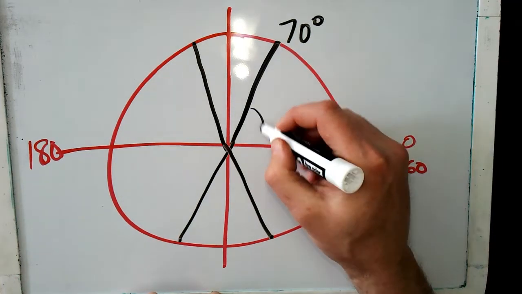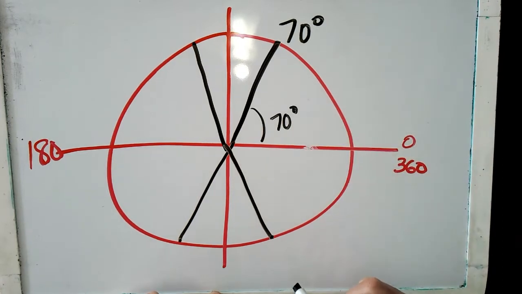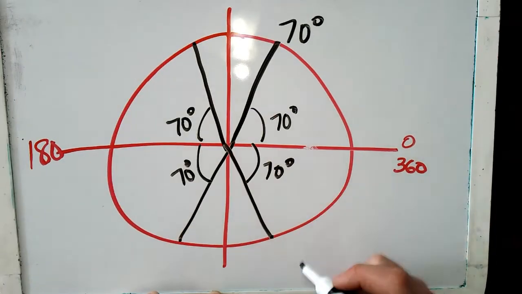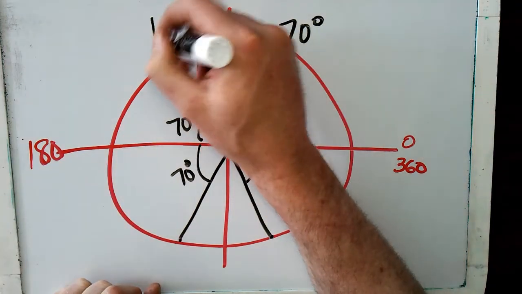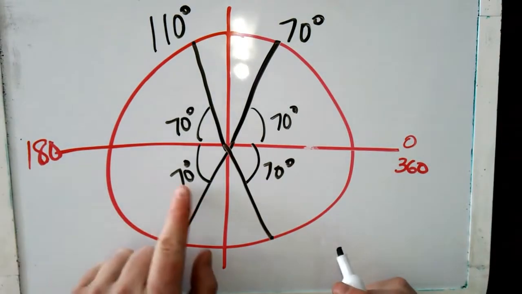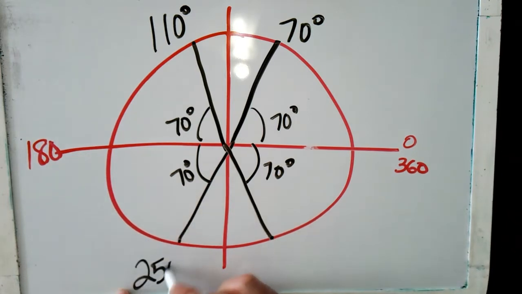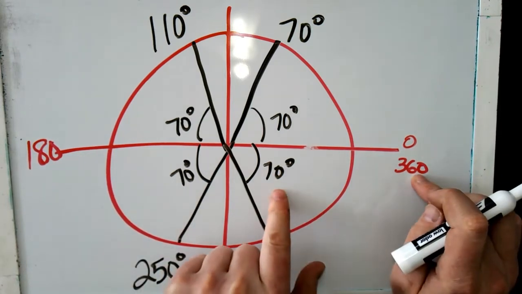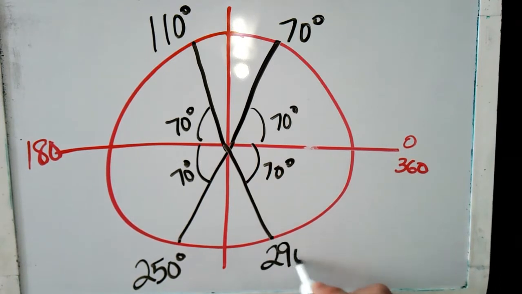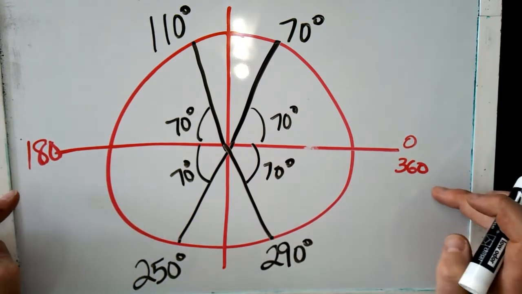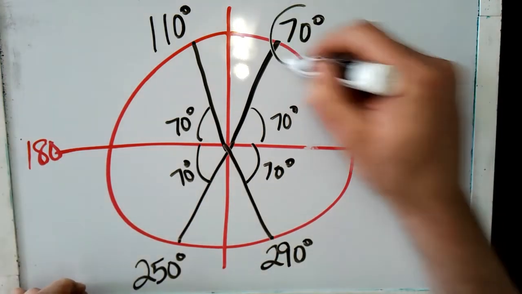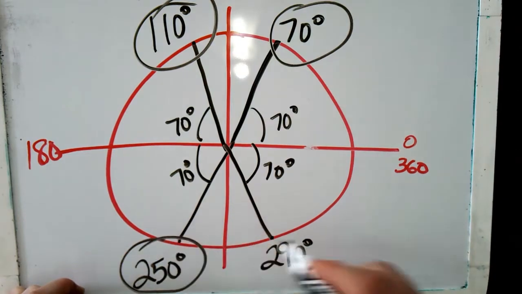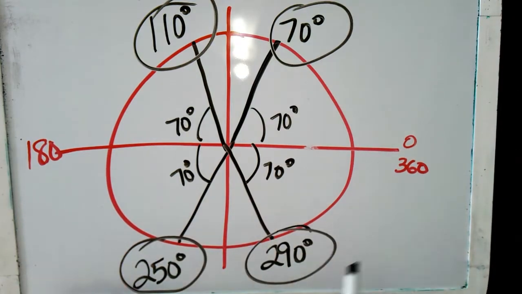So 70 degrees is the reference angle. So to find this one, we've got to take 180 minus the 70. This one's 180 plus 70. And 360 minus 70. Notice that we only use the x-axis, the 0, 360, and 180. Now we have four angles. They're all in standard position. They all have the same reference angle.